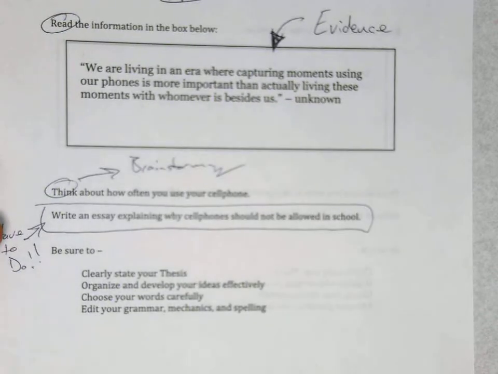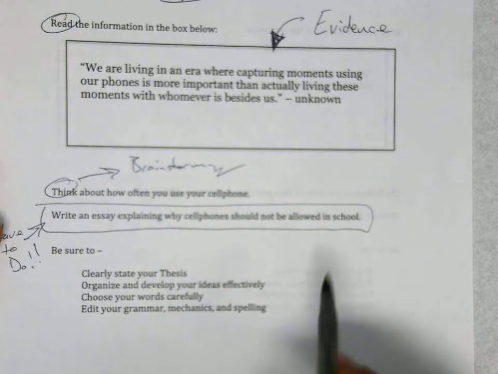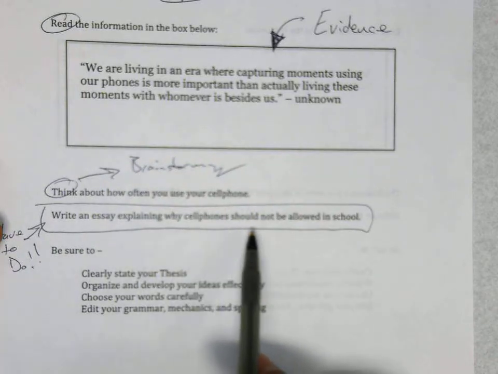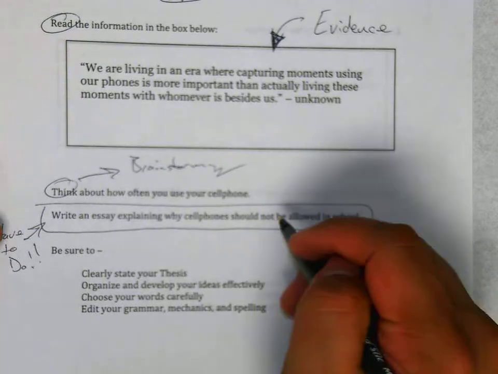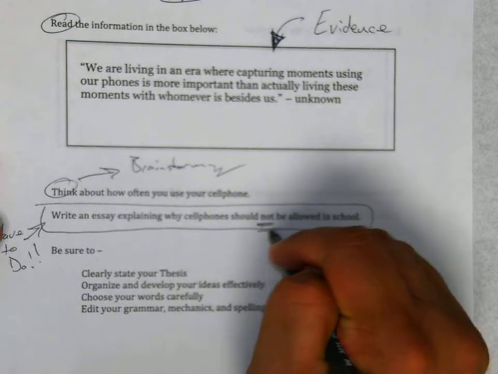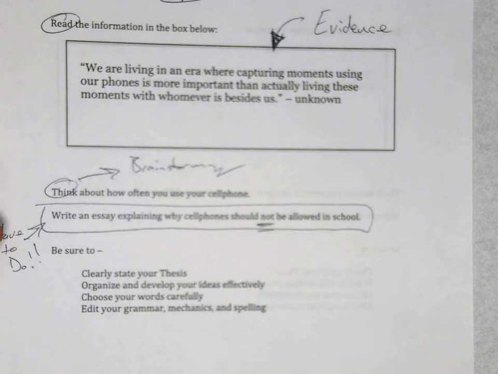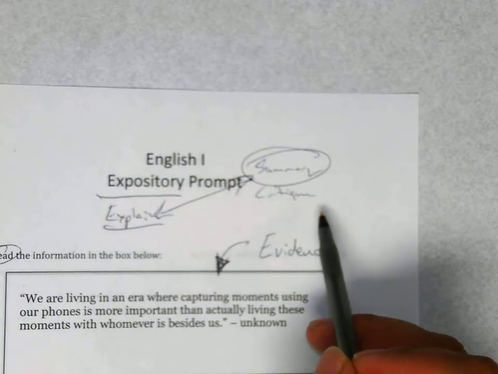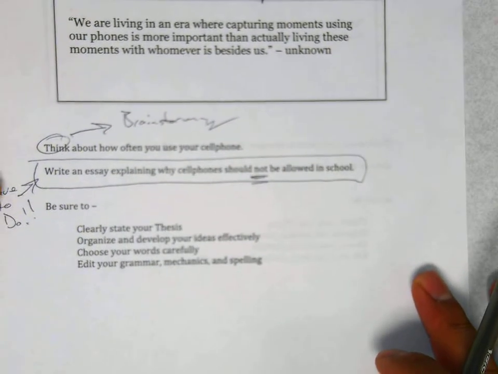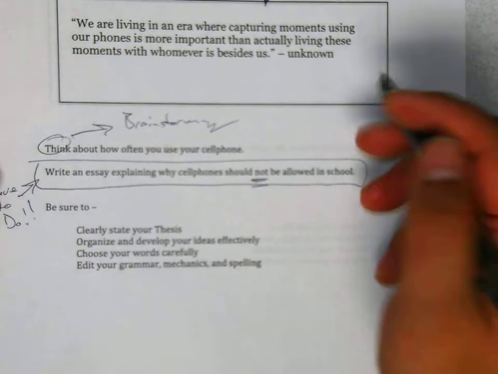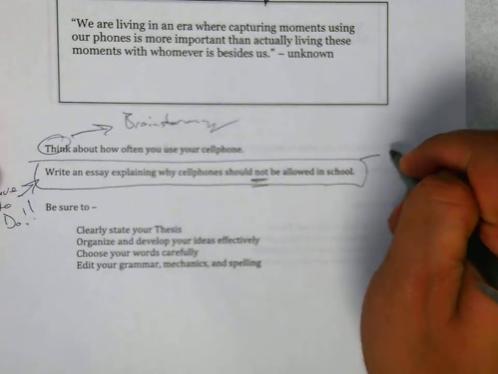The very next thing I want you to do is to read the write statement, write an essay explaining why cell phones should not be allowed in school. Notice that it's not asking you if they should be, it's just telling you that they should not be allowed. So you don't get to critique, you don't get to say what you think, you just get to say this is why it is. So the very first thing I want you to do is change this into a question.